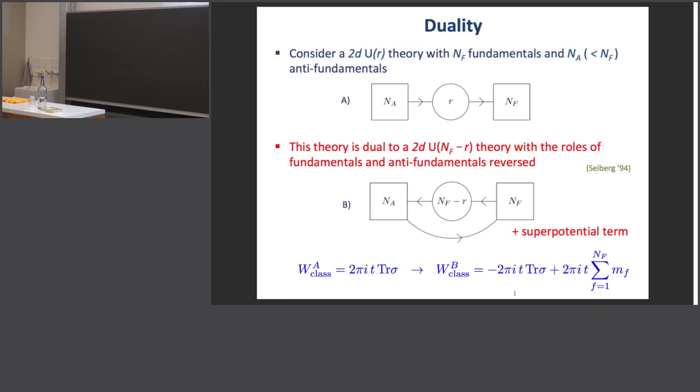And in particular, if I look at the classical simplest part of the superpotential for theory A, this is just t trace sigma. This is just the classical part. If I look at the classical part of the superpotential for theory B, it is minus t trace sigma. So there is a change in the sign in the coupling constant in the Fayet-Iliopoulos term, or if you like, in the beta functions, which is another way of saying that the arrows go in the other direction. And there is a contribution to the masses of the fundamental flavors.